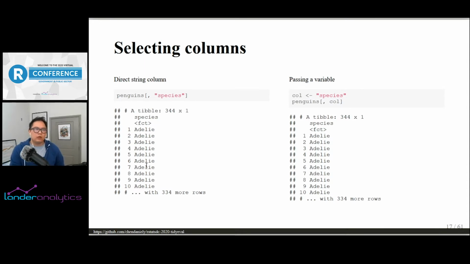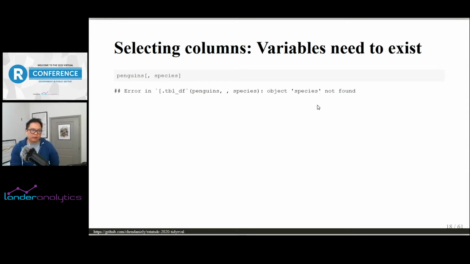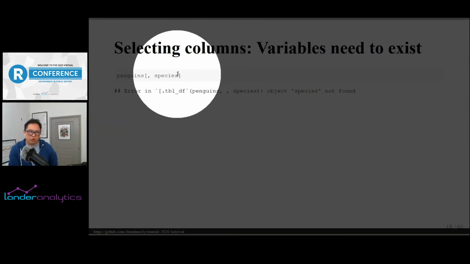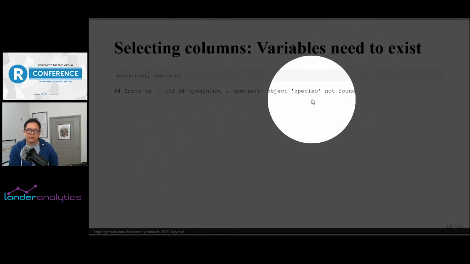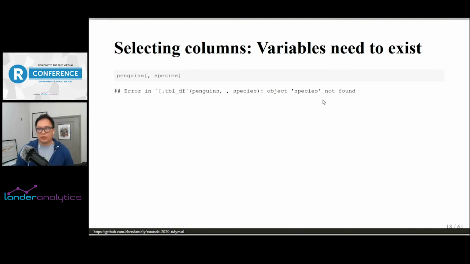And so how do we select a column? Like I said before, we can pass in a direct string into a column. So we can pass in species directly, or we can save species into a variable and pass that into our data set directly. But if we pass in species on its own, you'll see that you'll get an error that says species not found, right?